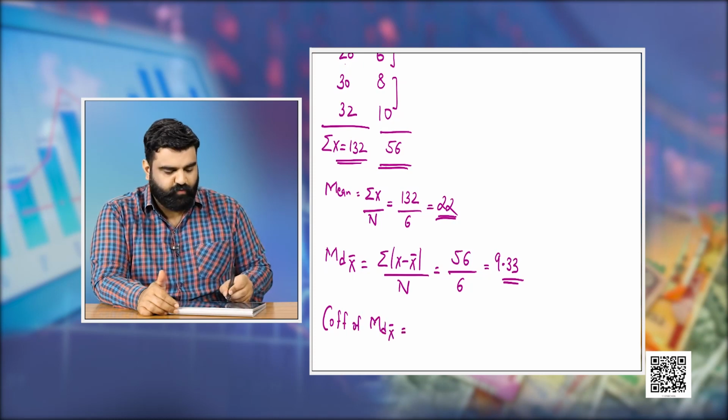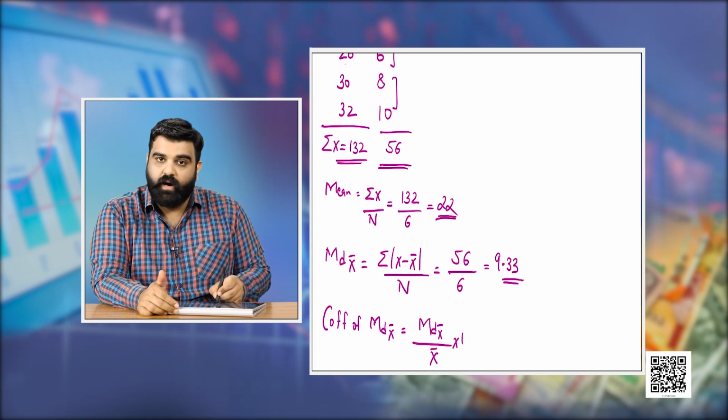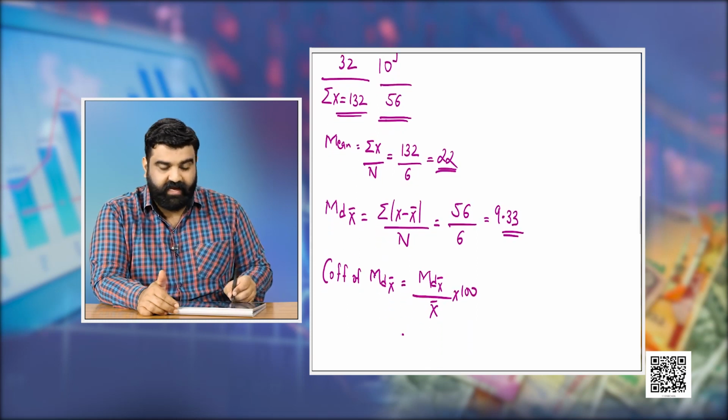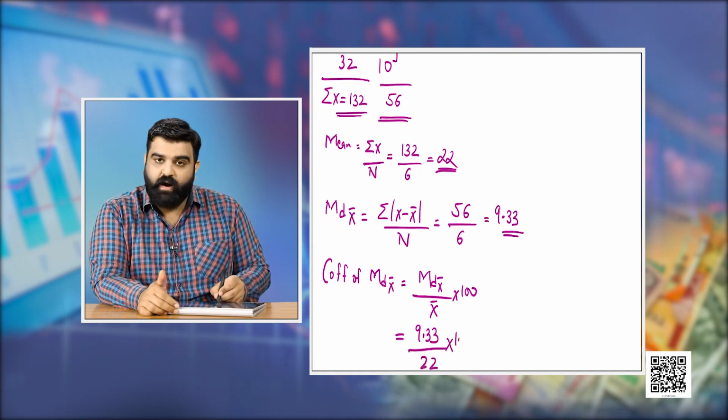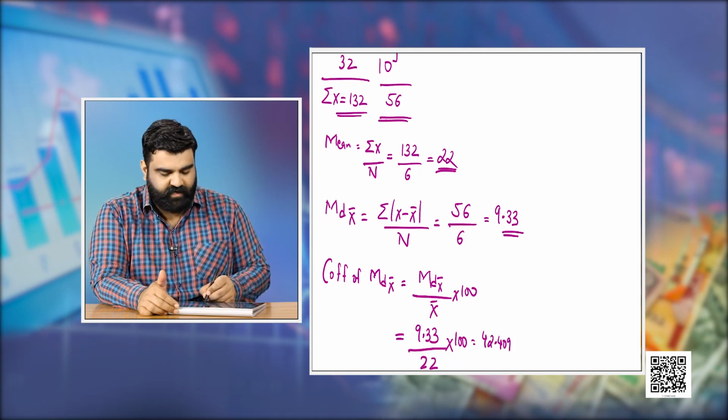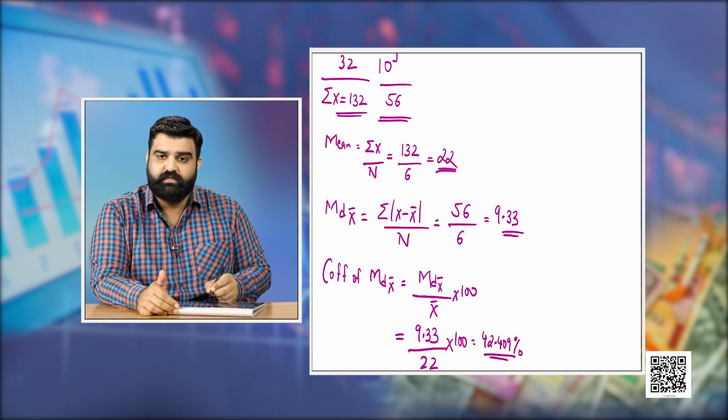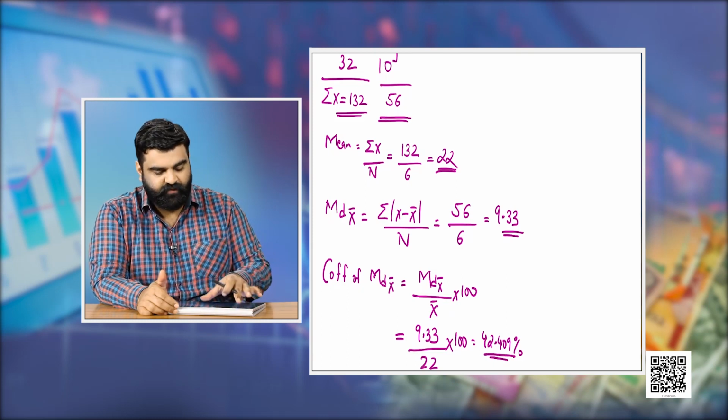The formula for coefficient is mean deviation from mean upon mean into 100. So, let us apply the calculation. This will be 9.33 divided by 22 into 100. This would give me an answer of 42.409%. I can always round it off to the next digit.